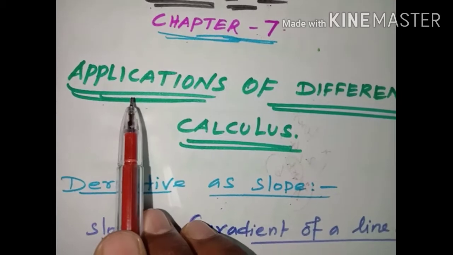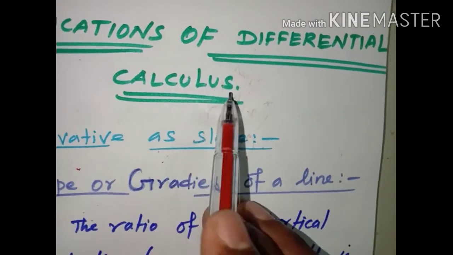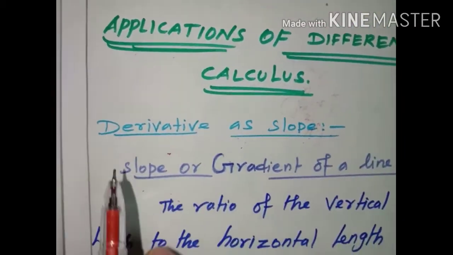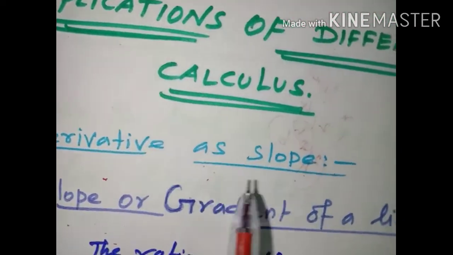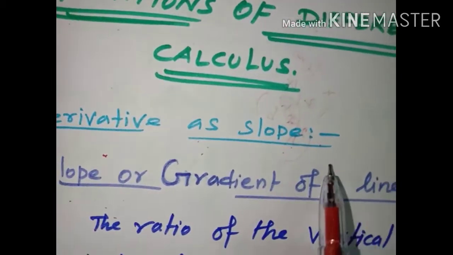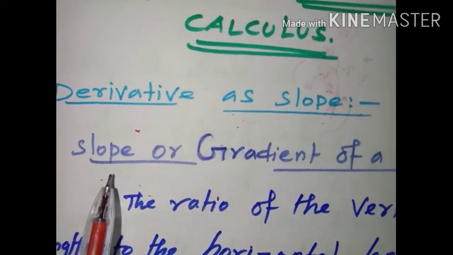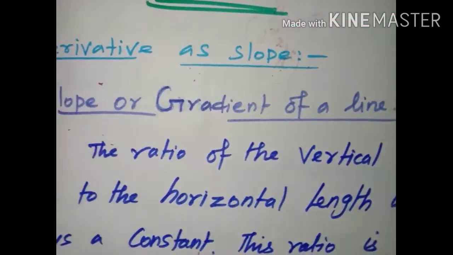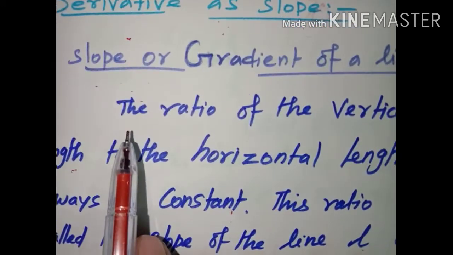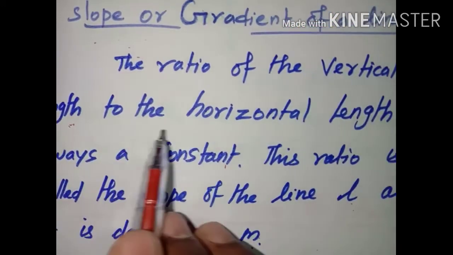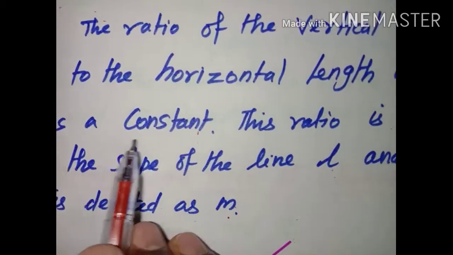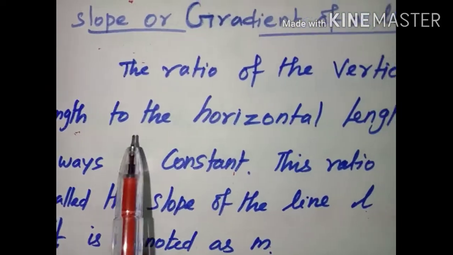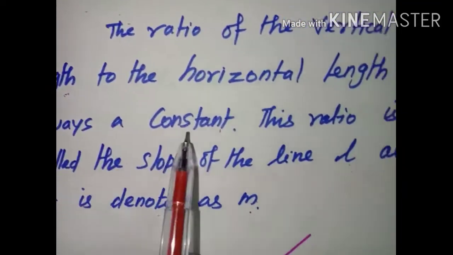Seventh chapter, applications of differential calculus. The introduction topic, derivative as slope. Then the subtopic, slope or gradient of a line. The statement: the ratio of the vertical length to the horizontal length is always a constant.